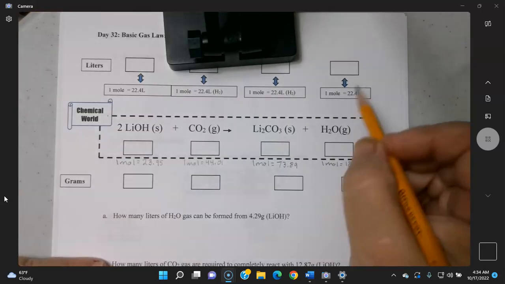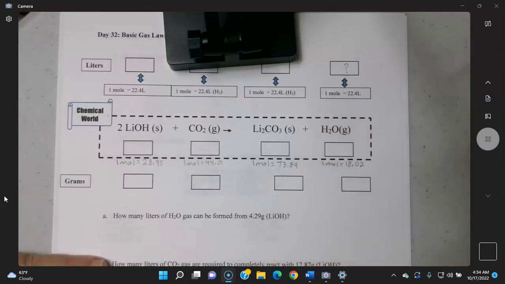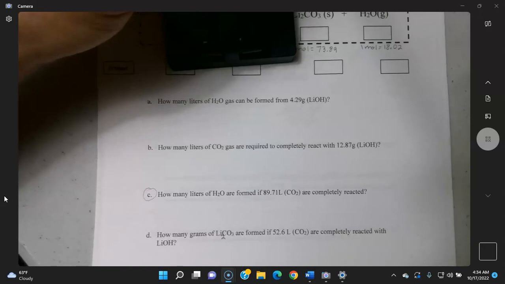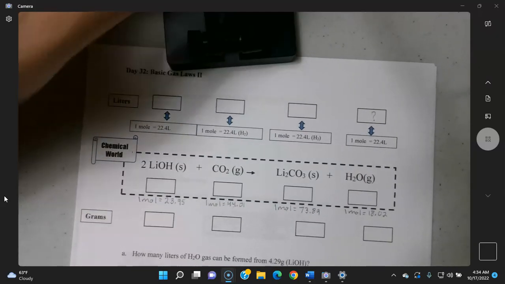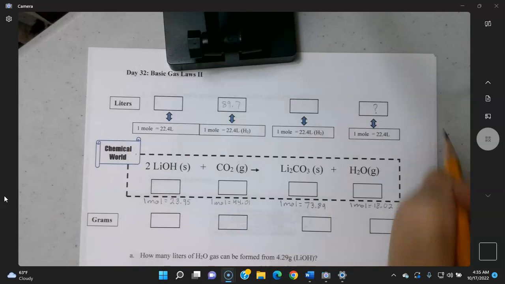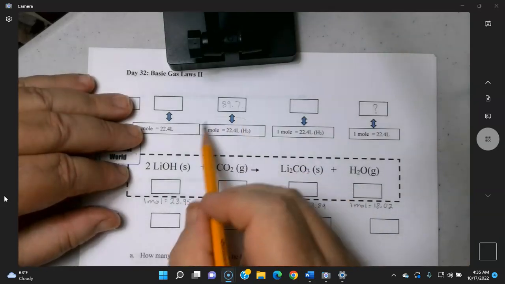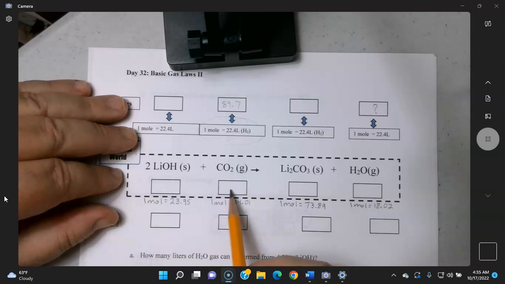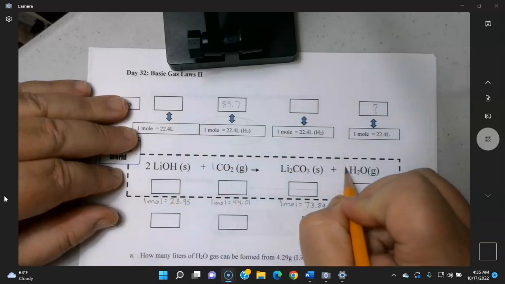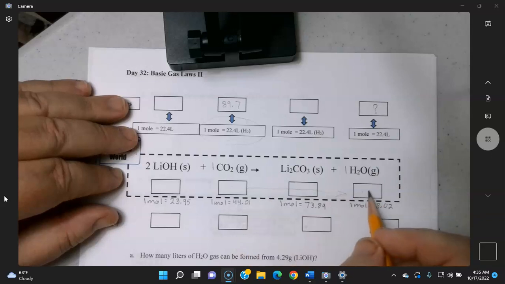So we come up here. We're trying to find liters of H2O way up there on the top right. And then it says are formed if 89.7 liters of CO2 are completely reacted. So the 89.7 is going to go up here above the CO2 because it's liters, so it has to go up in the liters row. So our path is to come down using this conversion to get to moles of CO2. Then we go across to get moles of H2O. And it's 1 mole of CO2 equals 1 mole of H2O. So that makes that easy. And then you come out using this conversion to finally get the liters of H2O.